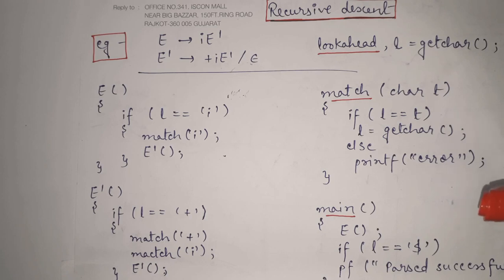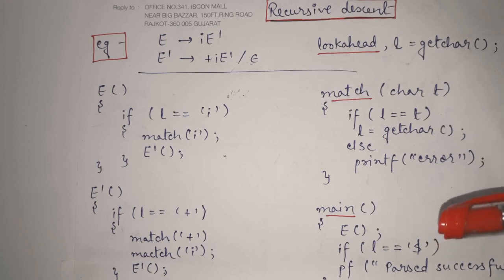LL1, that is the non-recursive descent parser, is a bigger topic and an important one also. So I will be taking that topic in my next video. We will only see the non-recursive descent parser there. But in this video, we are going to see quickly about the recursive descent and operator precedence parsers.